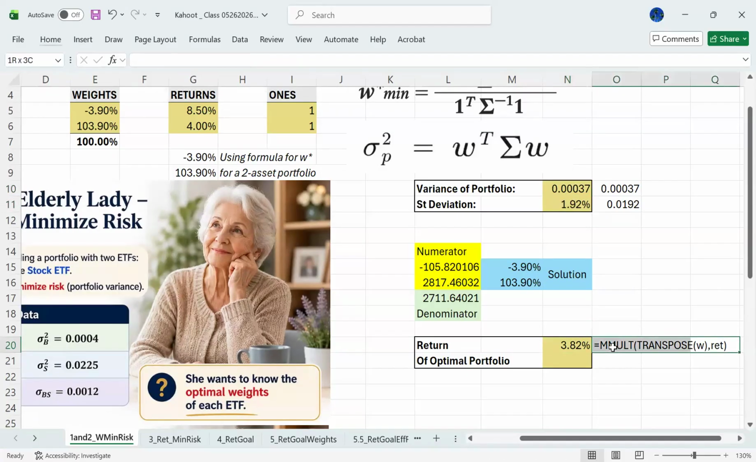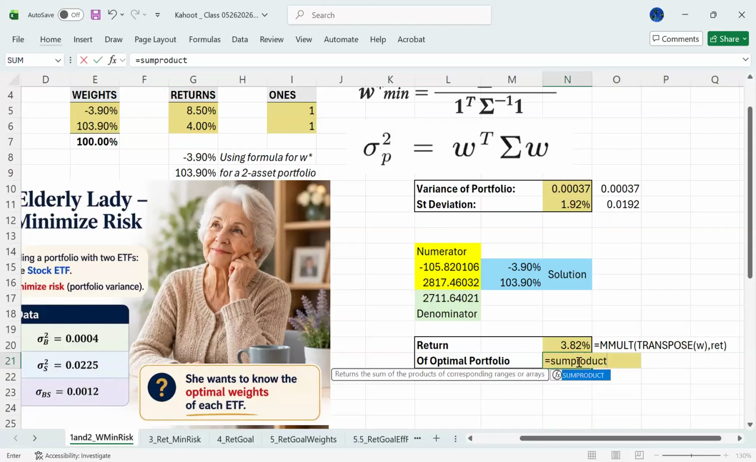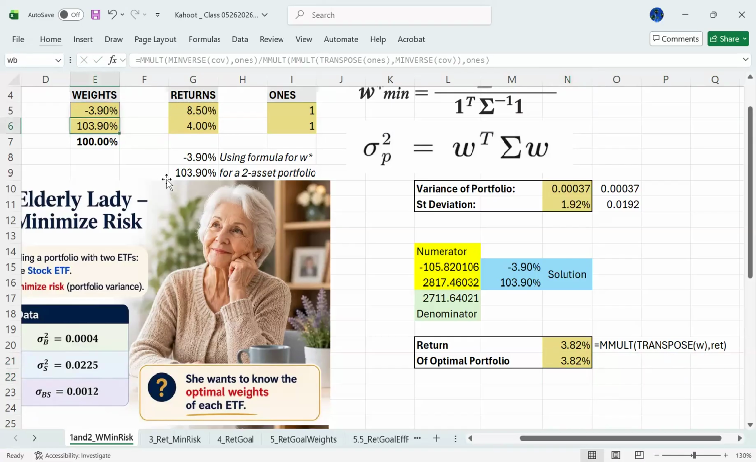Here we have a matrix formula. But this matrix formula is simply the same as SUMPRODUCT. So for the return of a portfolio, it's actually much simpler. SUMPRODUCT of W and ret, that is the same. Okay, so I invested 103.9 in this asset, so I'm getting a 4% out of this. And then I shorted 3.9 on this, so I'm multiplying what I invested by the 8.5, and then I add up how much I got from asset one, how much I got from asset two.